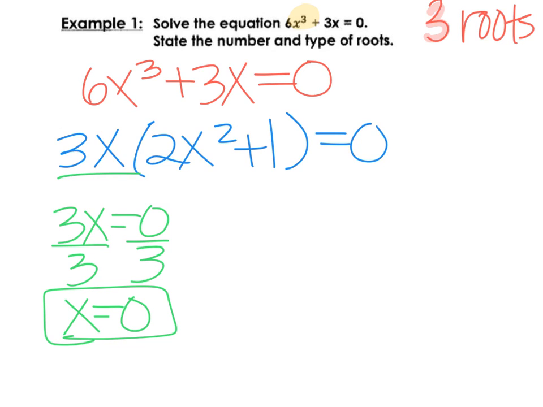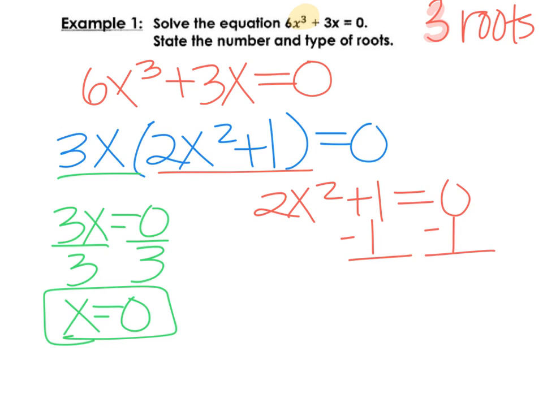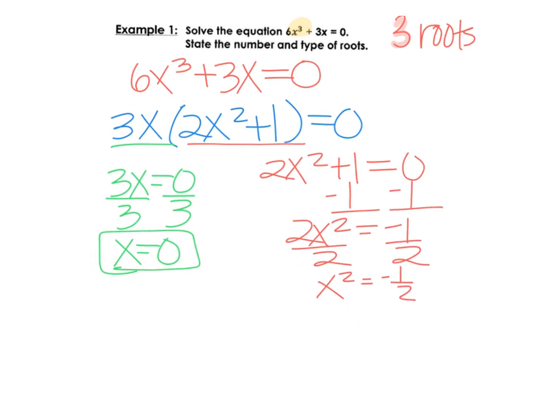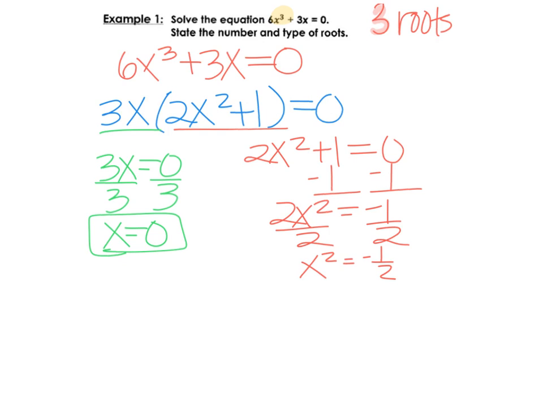Then we take 2x squared plus 1, set that equal to 0, subtract 1 from both sides, divide by 2, and x squared equals negative 1/2. Then take the square root of both sides, and we get that x equals the square root of negative 1 over the square root of 2. Now we know the square root of negative 1 gives us plus or minus i.